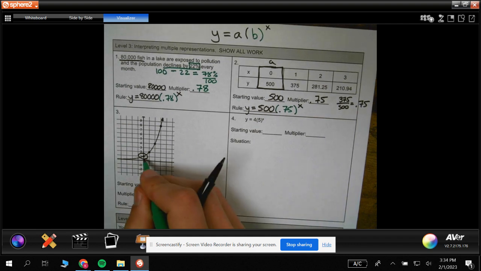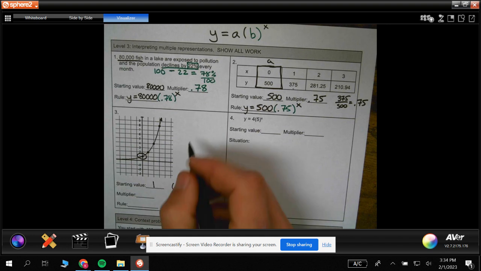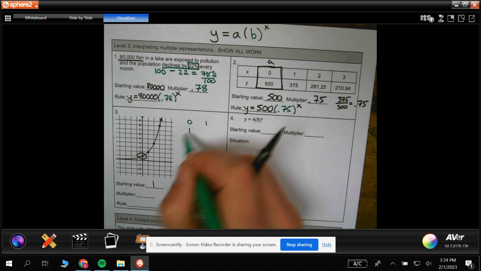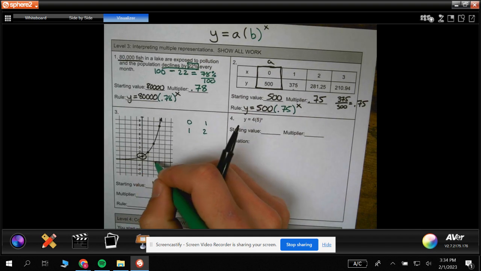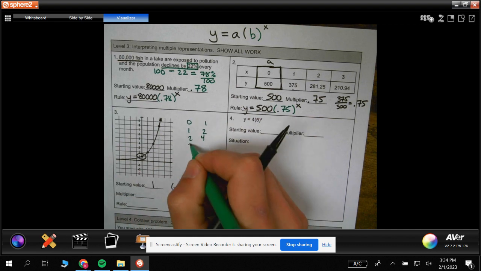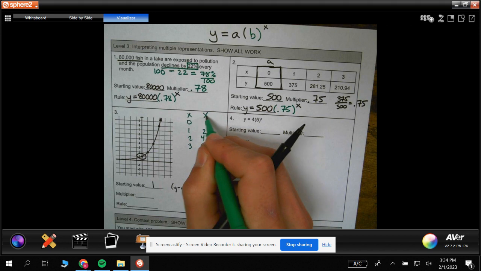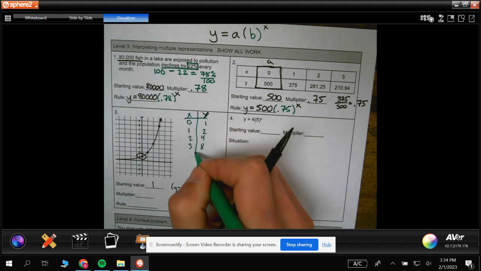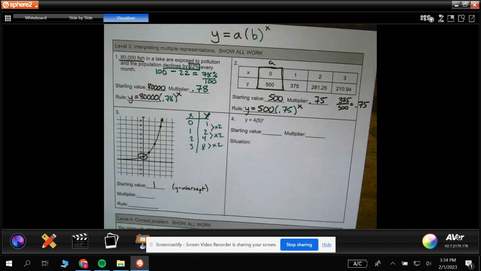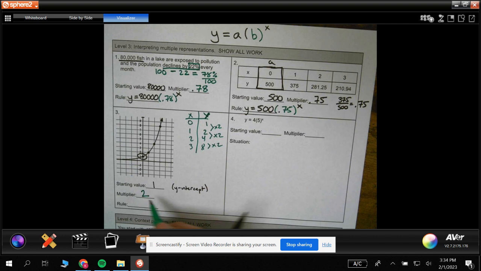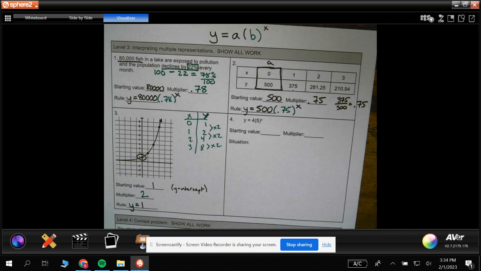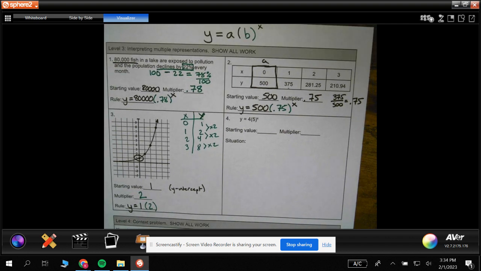How is it growing? Well, I could make a table here. When x is 0, y is 1. When x is 1, y is 2. When x is 2, y is 4. When x is 3, y is 8. Now, how are my y values changing? They're multiplying by 2 every time. So my multiplier must be 2. So my rule here is y equals 1 times 2 to the x power.